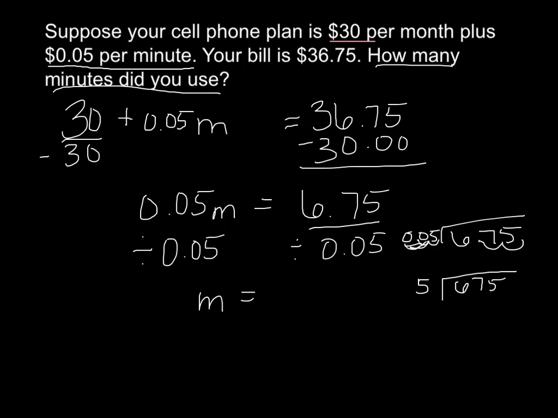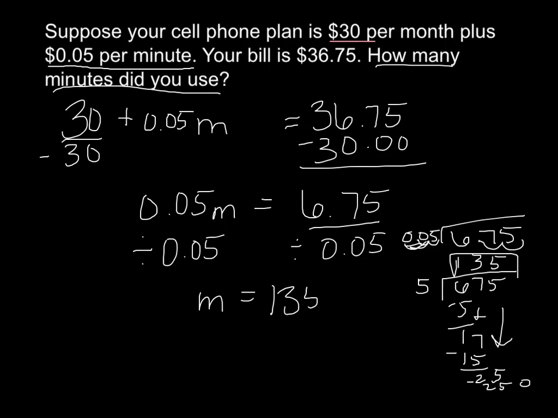Okay, 5 goes into 6 once, minus 5, left with 1. 5 goes into 17 3 times, minus 15, 2, 25. 5 goes into 25 5 times. So, and minus 25, I'm left with 0. Okay, so how many minutes did I use? 135 minutes that month.